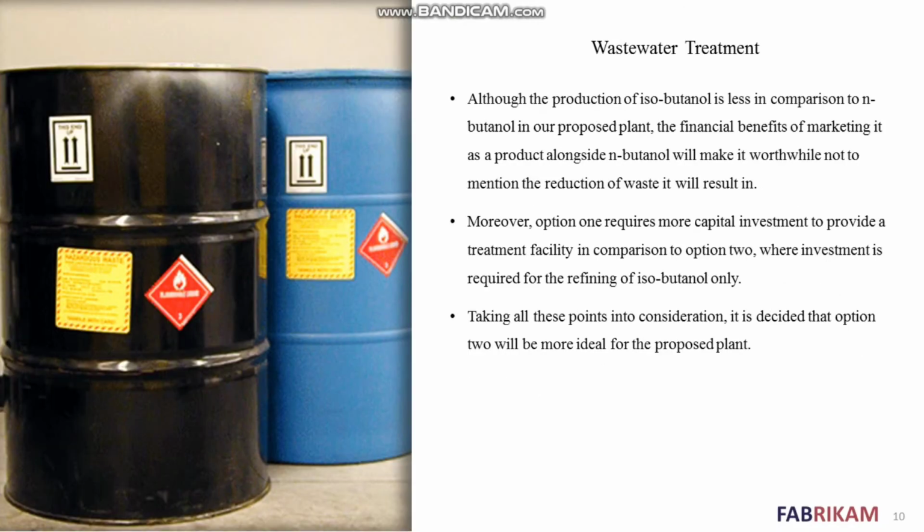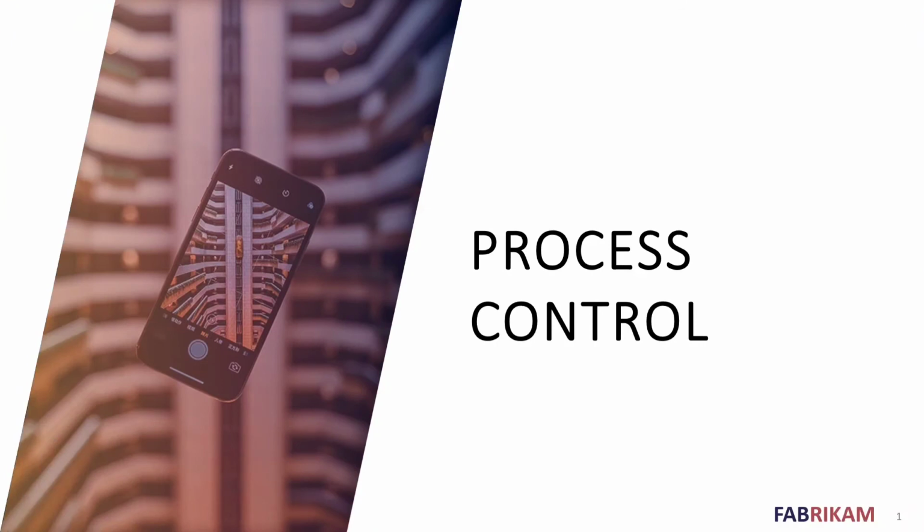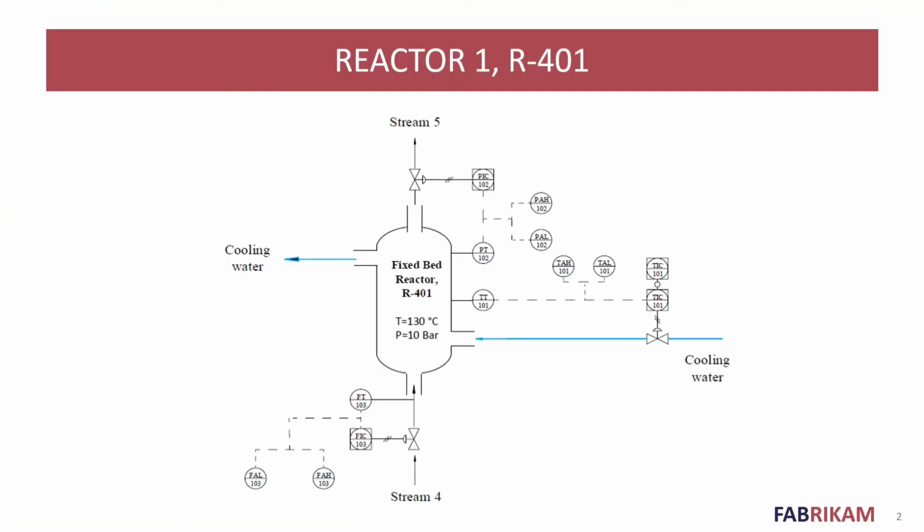Finally, although the production of isobutanol is less in comparison to N-butanol in our proposed plant, the financial benefits of marketing it as a product alongside N-butanol will make it a worthwhile solution, not to mention the reduction of waste it will result in. Moreover, option 1 requires more capital investment to provide a treatment facility in comparison to option 2 where investment is required only for the refining of isobutanol. Taking all these points into consideration, it is decided that option 2 will be the more ideal option for the proposed plant. Process control. Reactor 1 R401 is an isothermal reactor, thus a cooling jacket is designed with the reactor.